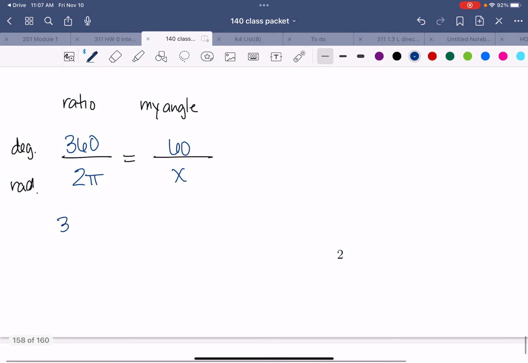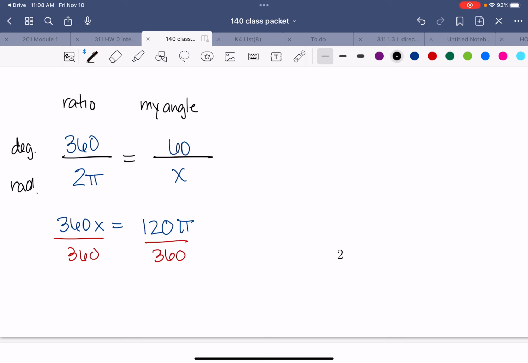So this becomes 360x equals 60 times 2 pi, which is 120 pi. Then we divide both sides by 360. That gives you x is equal to 120 over 360 pi. Reduced by 10 gives you 12 over 36 pi. And then 12 goes into both 12 and 36, so this is 1 over 3 pi, or what we would say is pi over 3.